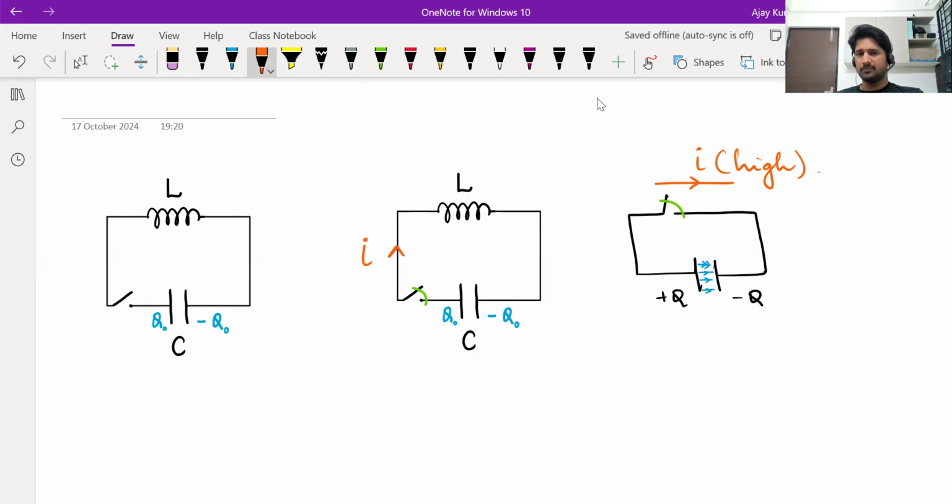But tell me, in the presence of an inductor, can there be a sudden high current produced? Will an inductor allow that? If it's a plain wire, yes, a lot of current will get generated. That's okay. But if there's an inductor, can the current increase suddenly?